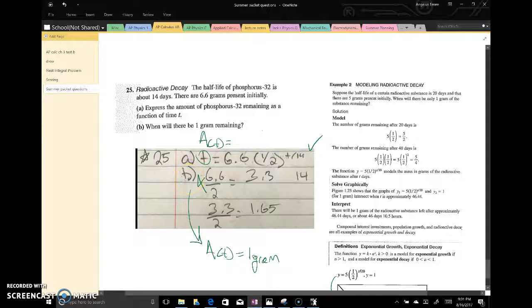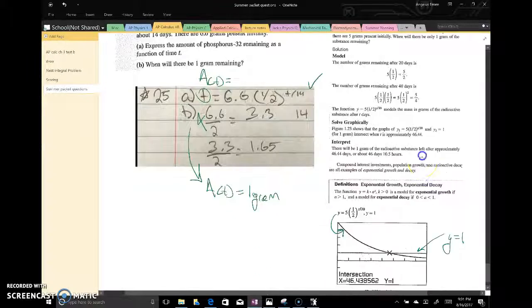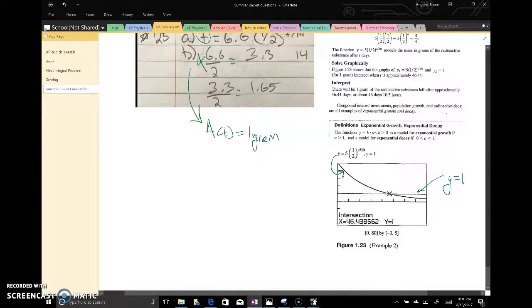Now, for B, we want to find the time when there's 1 gram remaining. 1 gram remaining is an amount, so that means that we want to actually set the equation in A equal to 1 gram. This is the amount, so we're going to set this equal to 1 and then solve for T. Now, the book gives you an example of solving graphically for T by graphing your exponential function and what it's equal to. In this case, it was equal to 1 gram.